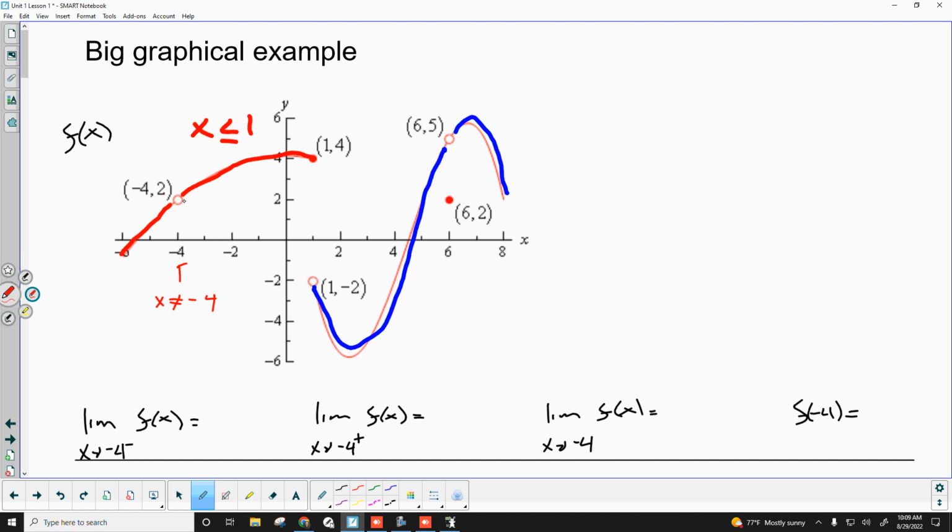There's no point associated. Here, this piece is used for all x's bigger than 1, because I start with this open circle. However, when x is 6, I don't use this piece. I use this point 2. That may or may not help you.